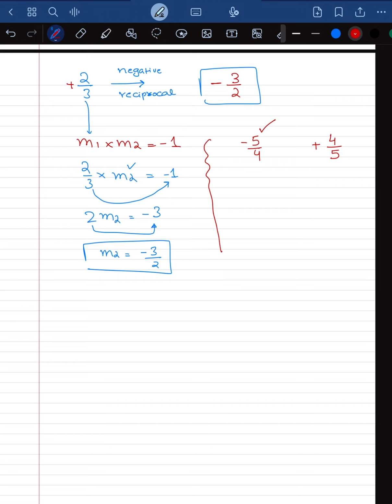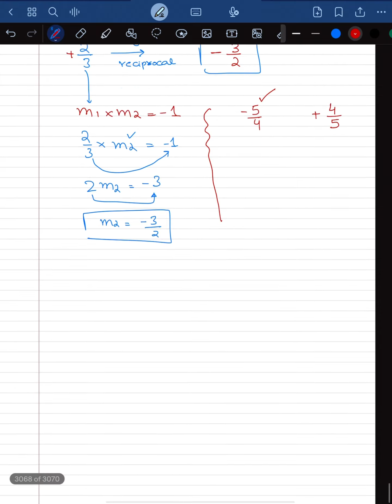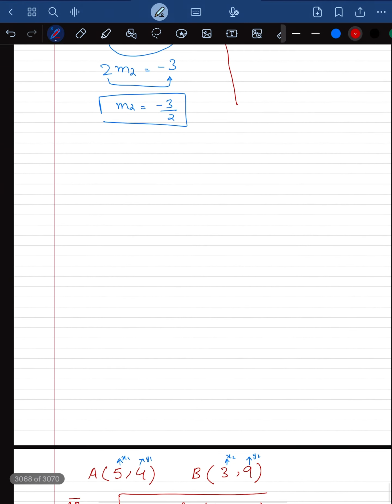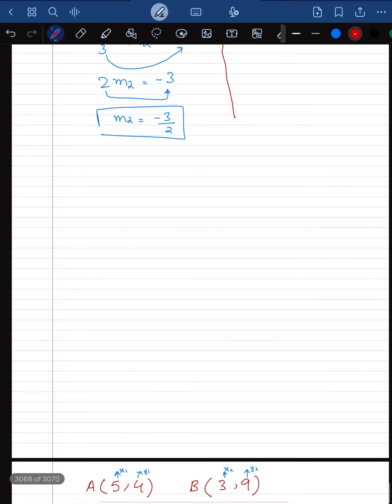Now we will do some practice questions relevant to these four formulas. Let's say we have two points, A and B. A is (5, 4) and B is (3, 2), right? Now we have to find the distance, the midpoint, the gradient, and the equation of the line. So we will do all of the steps for these two points. First we find the distance.